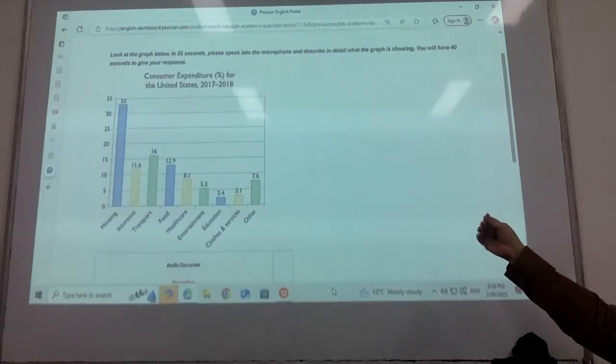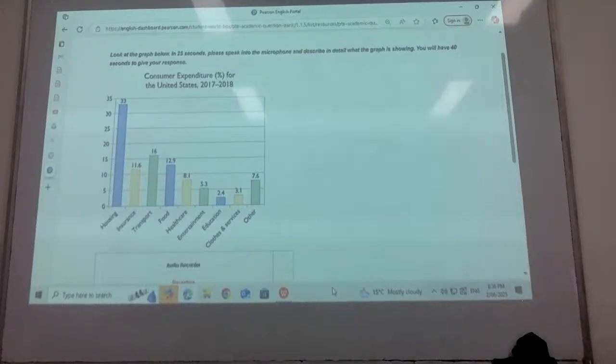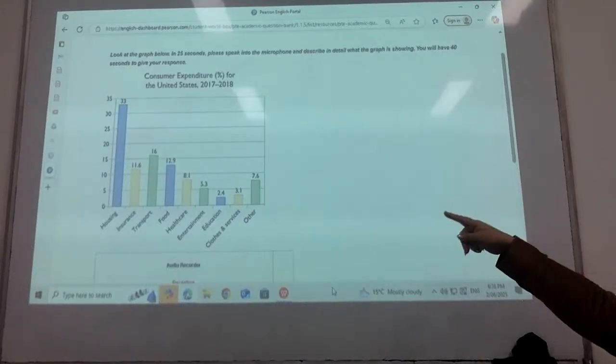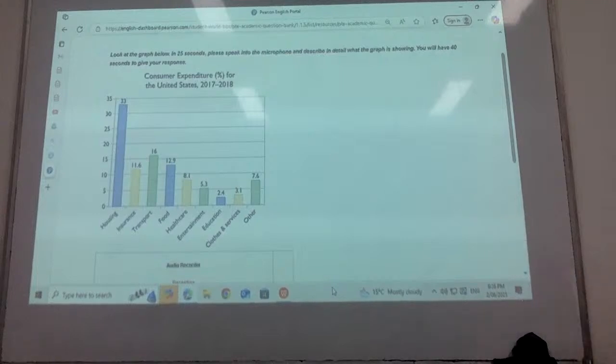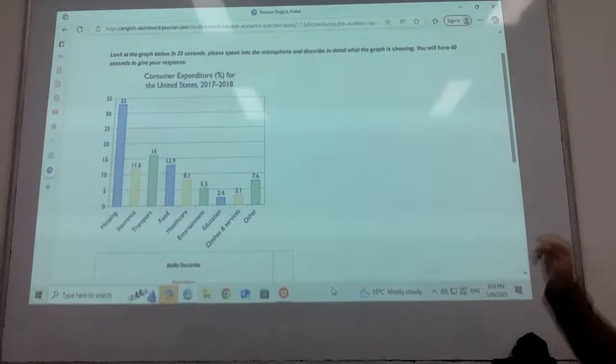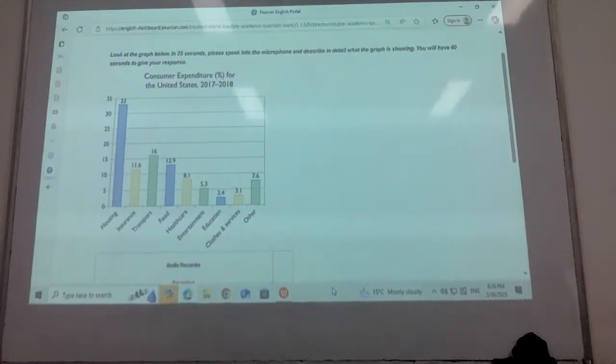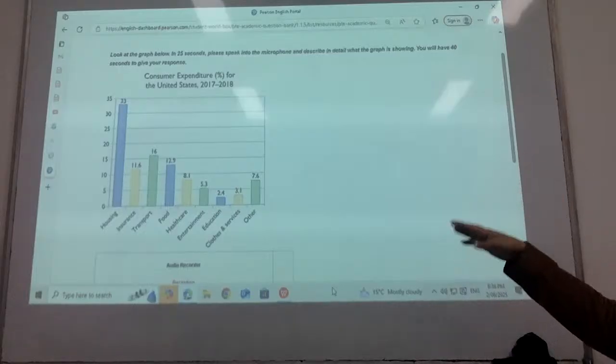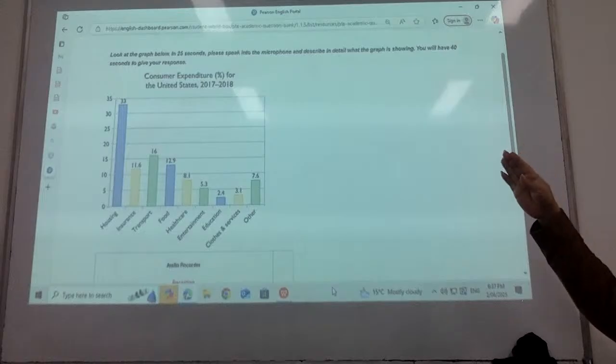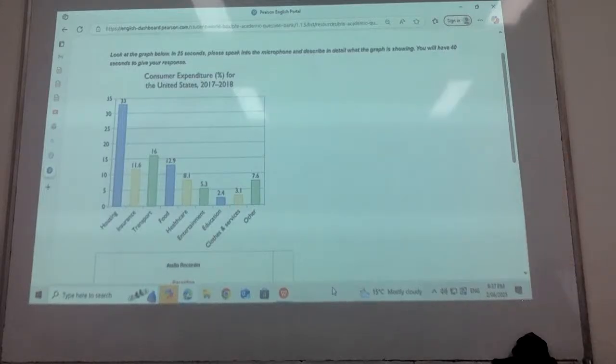So again, you would say here, the highest is housing at about 33%. The second highest is transport at about 16%. The lowest is education at about 2.4%. The second lowest is clothes and services at about 3.1%. At about, or at around, or around, approximately, or more or less, okay. In conclusion, the image is showing consumer expenditure in percentage for the United States 2017 to 2018. And you're done.